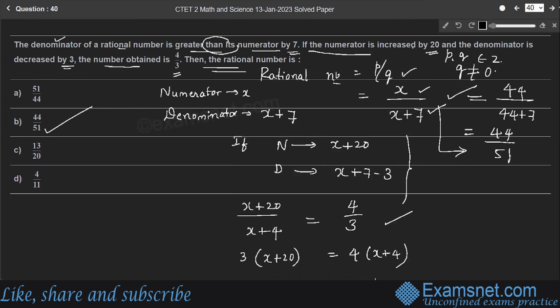So you can verify the answer by taking the second case. If the numerator is increased by 20, so numerator becomes 44 plus 20, which is 64. And the denominator becomes x plus 4, right? So 44 plus 4 is 50. The number so obtained is 4 by 3, right? So you have to simplify it, right? Therefore, option B is the right answer.